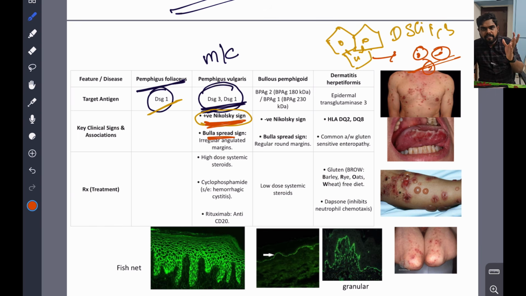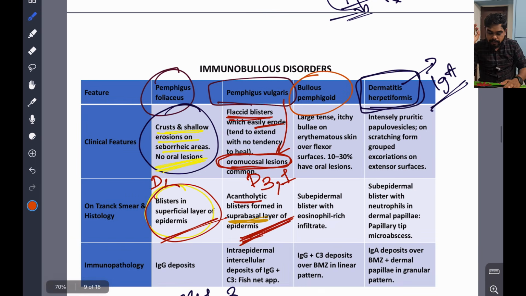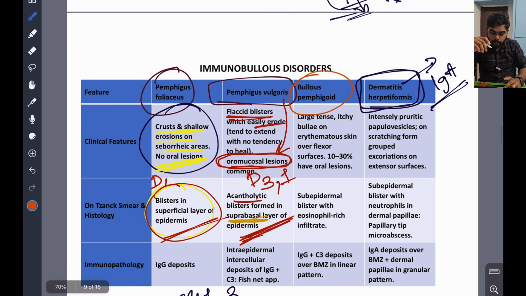So from now on, pemphigus foliaceus also comes under the vulgaris discussion. Pemphigus foliaceus means there are no oral lesions. That's all clear. Desmoglein 3 and 1 in pemphigus vulgaris, only 1 in pemphigus foliaceus. F first 1, F first 1, remember it like that. Clear? So here the positive Nikolsky sign is there, the bulla spread sign is there, and irregular angulated margins are there. You can see that. Okay, clear. And this is pemphigus foliaceus and vulgaris. Now we'll go to bullous pemphigoid.